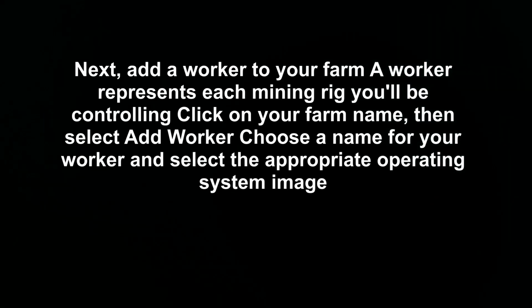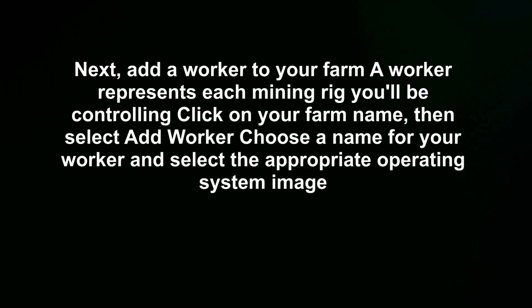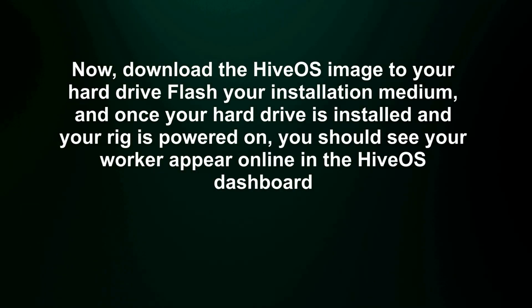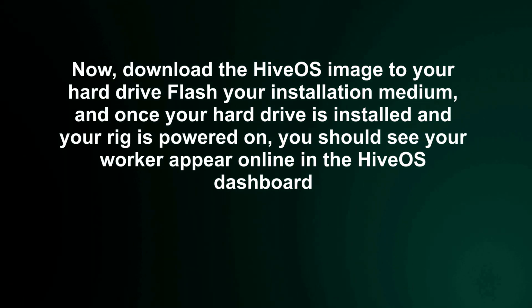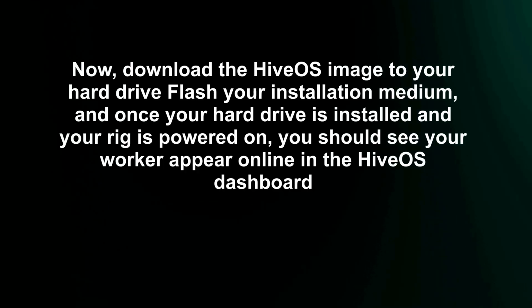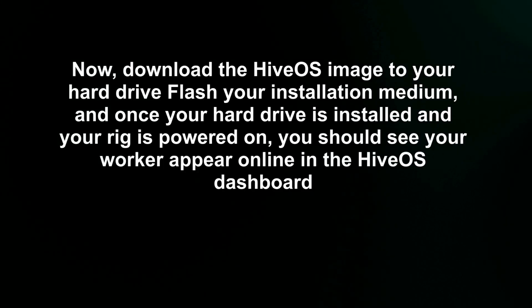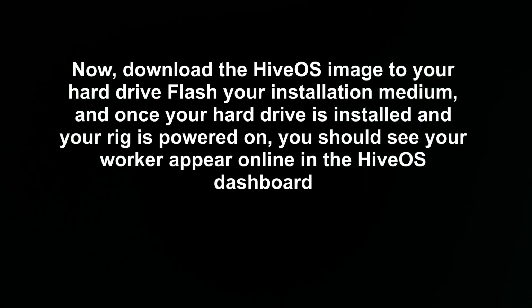Choose a name for your worker and select the appropriate operating system image. Now, download the Hiveos image to your hard drive. Flash your installation medium. And once your hard drive is installed and your rig is powered on, you should see your worker appear online in the Hiveos dashboard.